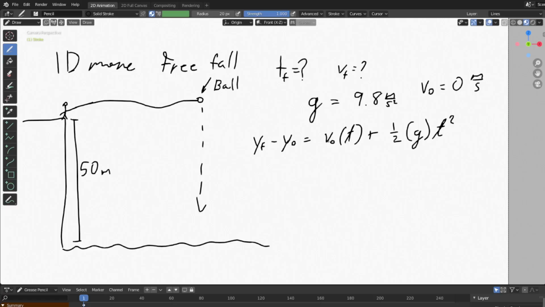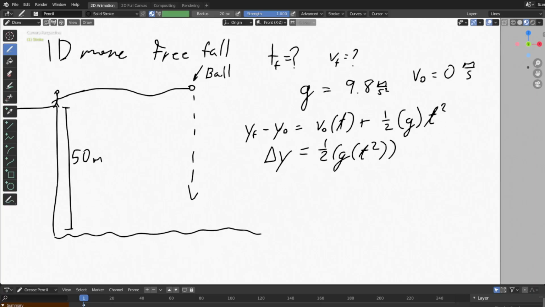So, simplifying down this equation, we know that this is 0. So we can just say delta y equals 1/2 g t squared. And we're going to solve it out like it's a derivation before plugging in numbers, just because it is a very important skill to get down. So this is being multiplied by 1/2. So we move it over.